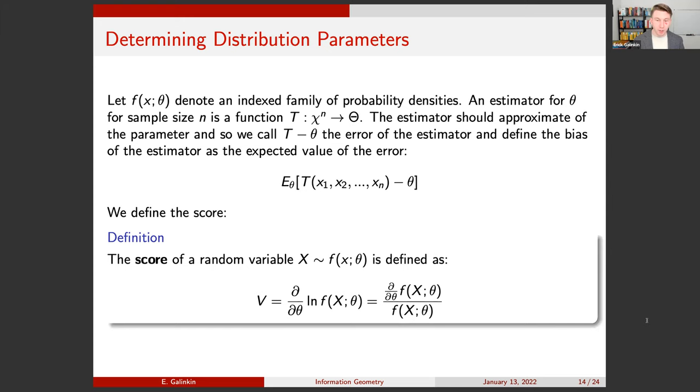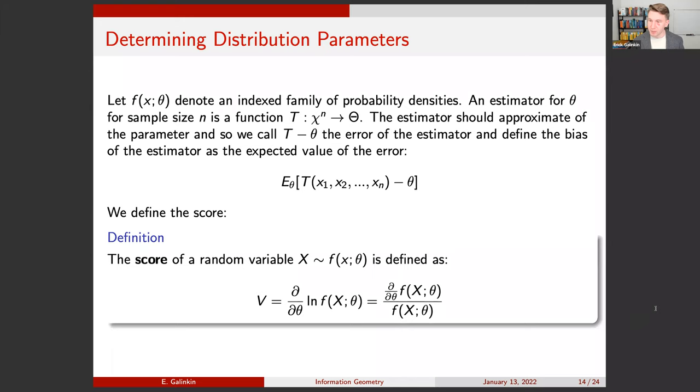I will get to that question momentarily. And so we define this score as the partial derivative with respect to theta of the natural log of f, where f is that family of distributions, given x, and it should be x. I wrote chi instead of using the script X, because I am lazy and my fonts weren't loading. So that is a good catch.